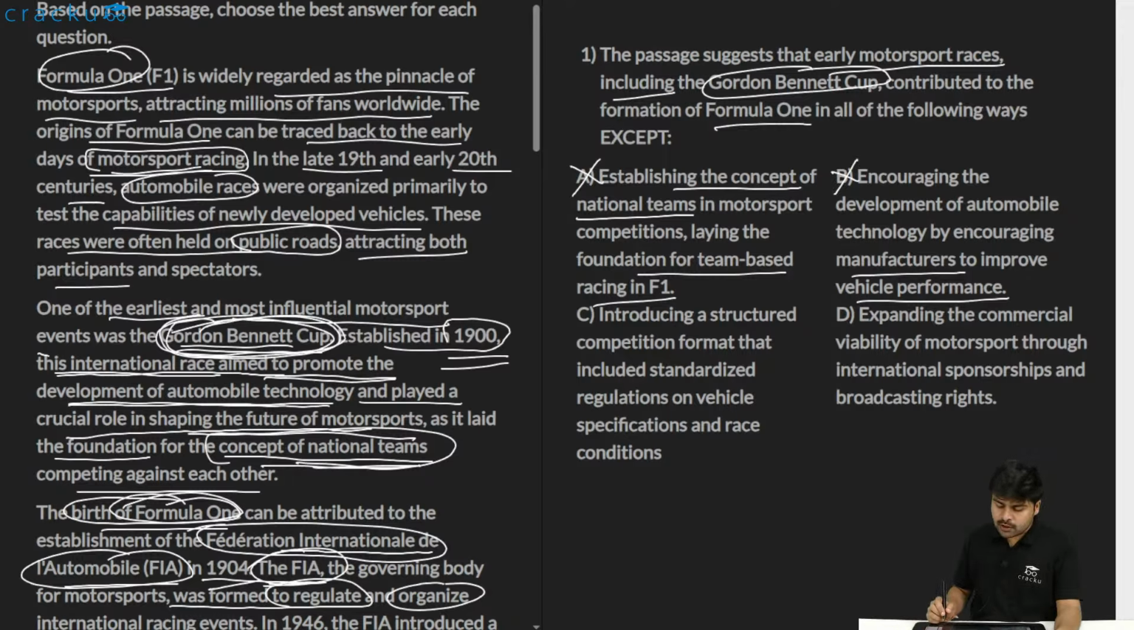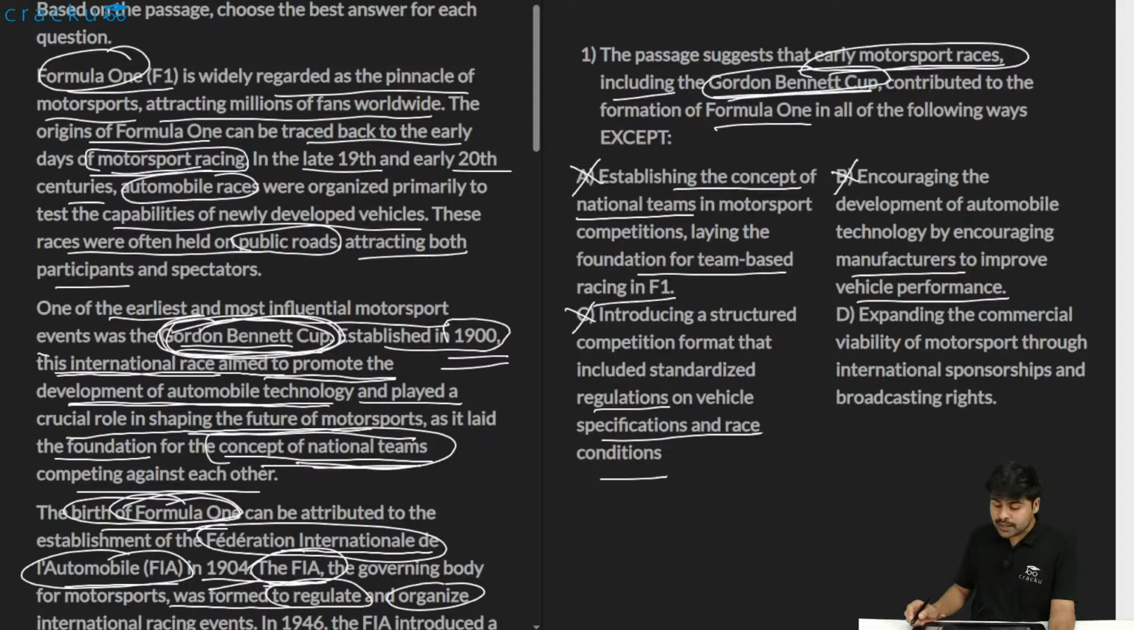Option C says introducing a structured competition format that included standardized regulations on vehicle specifications and race conditions. This is true. This is what the FIA had done. FIA had introduced Formula A, it had introduced regulations and so on. So all of this is what led to the start of F1, the birth of F1, right? Remember, we are not just talking about Gordon Bennett Cup, we are talking about early motorsports races among other things. So this is also not the correct answer.